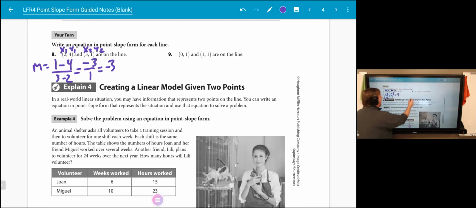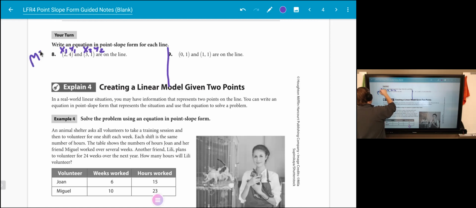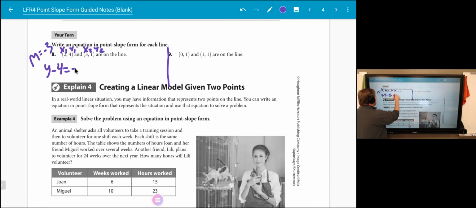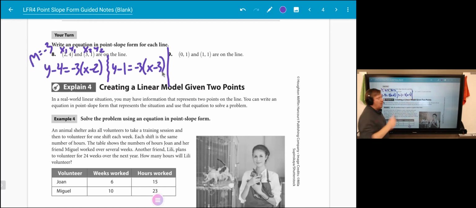And now I just need to write an equation. I'm going to use the first one. Actually, I'll write them both. I'm going to rewrite this with m equals negative 3. But you guys saw the work. I'm going to write both of them. That's the message: both is what you need to email me. So we got y minus 4 equals negative 3 times x minus 2. Or you could have had y minus 1 equals negative 3 times x minus 3. Either one is correct.